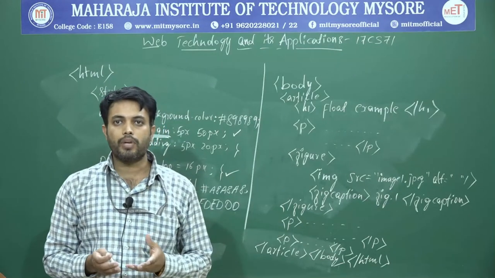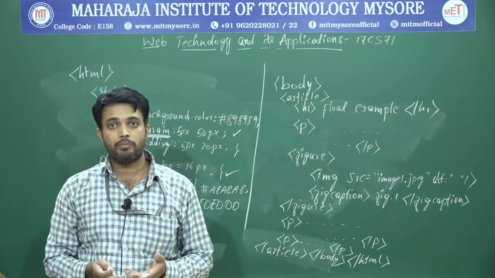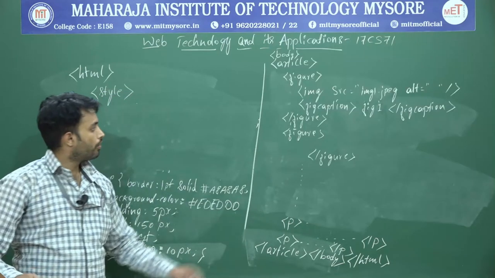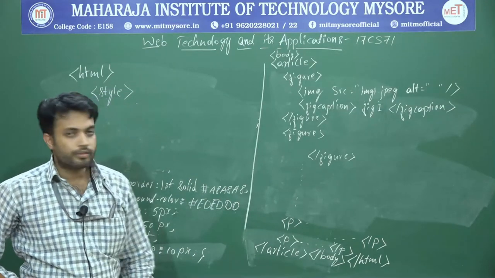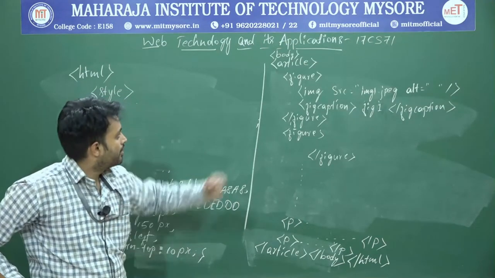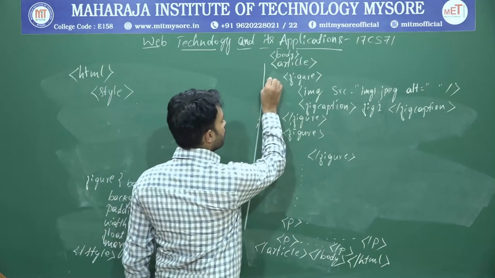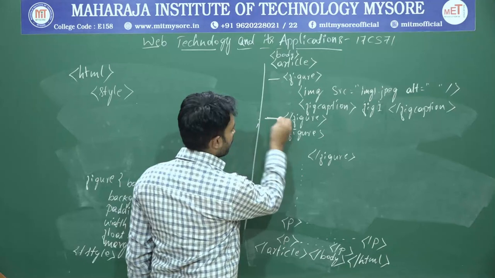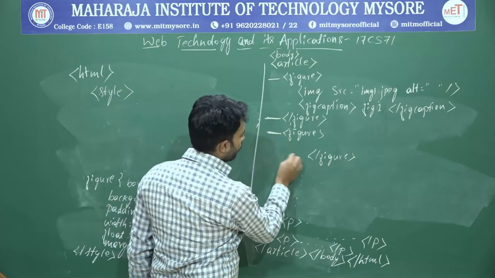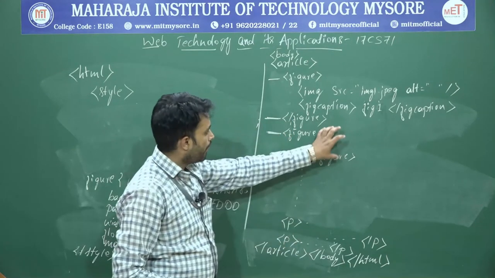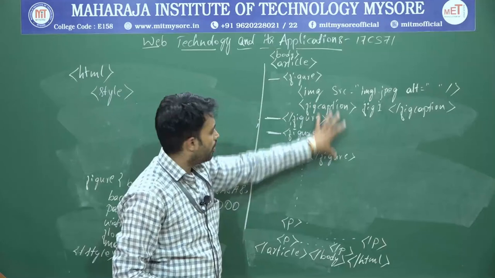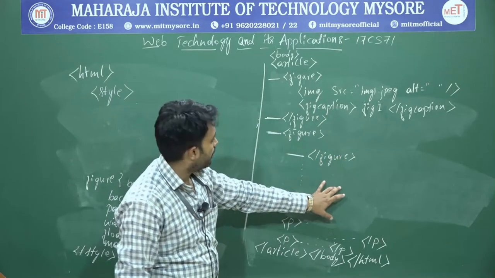Next, how to display multiple elements side by side. Now look into this example program. Assume that I have written 6 figure tags. Here I have written only 2, right? So open tag and close tag of figure, and here again open tag and close tag. So assume that we have such 6 figure tags.